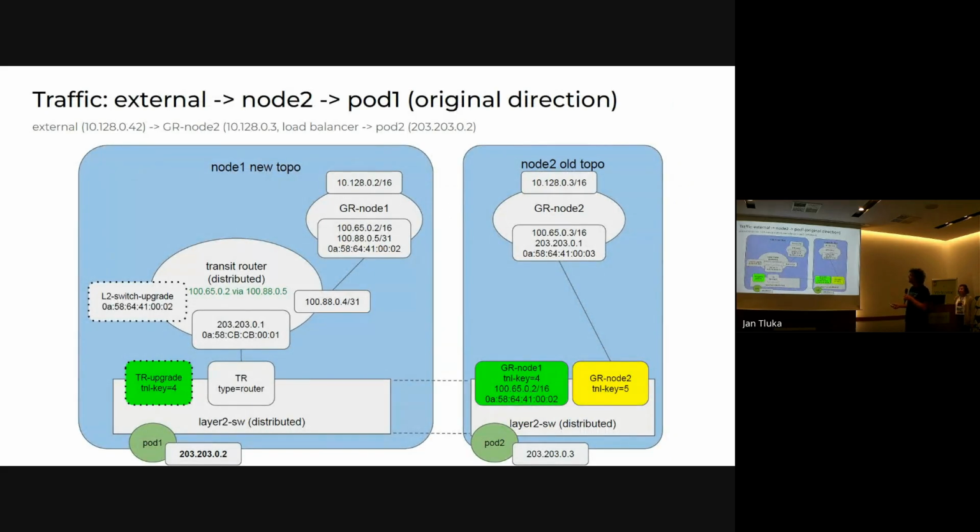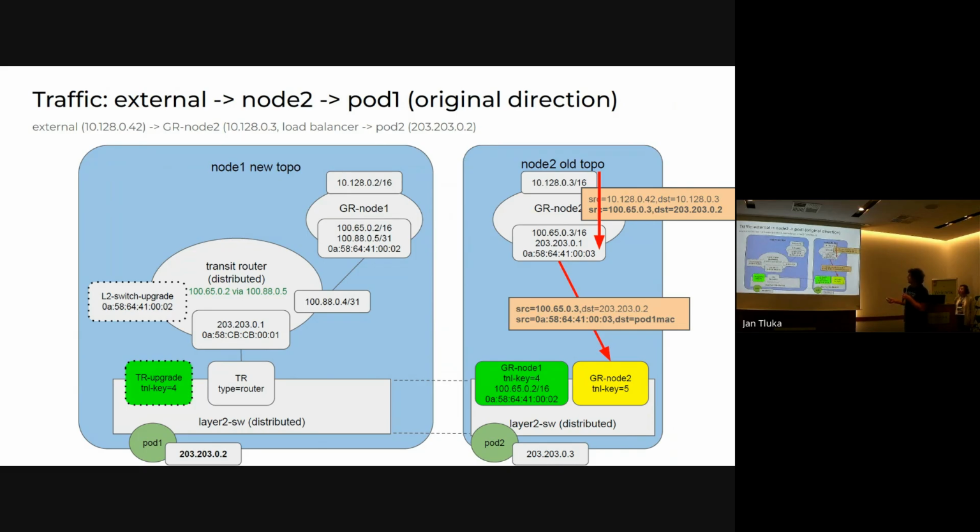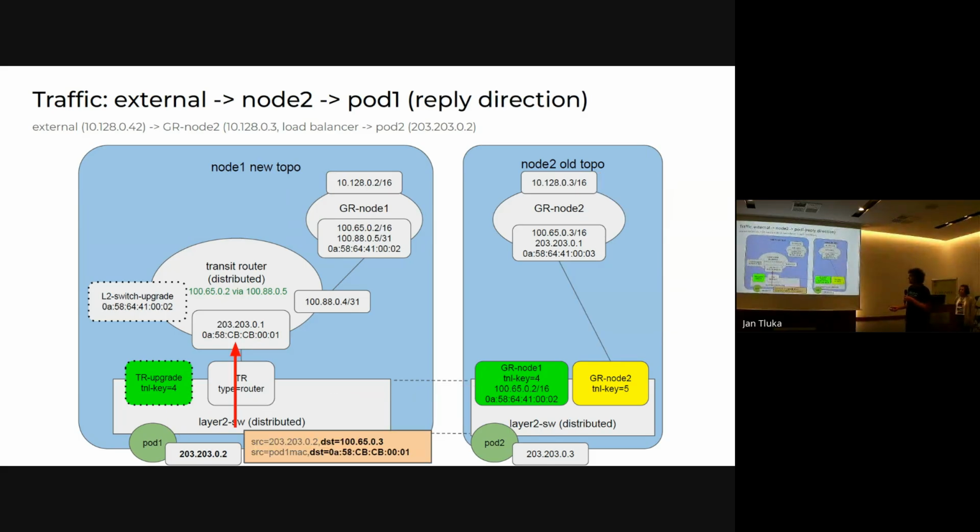Let's see. So traffic enters the old node. It's kind of similar to the previous case, right? It's destined to a load balancer here that's going to DNAT to the pod IP, but this time it's the pod on the left. It's also going to SNAT to the 165.0.3 IP so that our replies come back on the same path. We send it down to the switch. The switch knows how to reach 203.203.0.2, knows the MAC address. That's pod 1's MAC. So it sends it to the interconnect. Yes, it worked. Now replies.